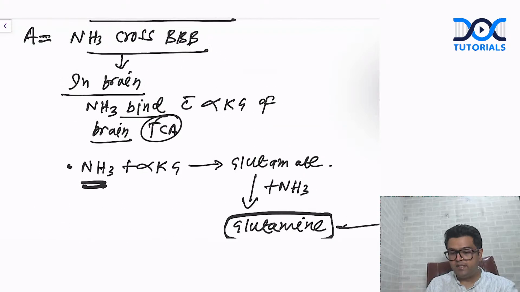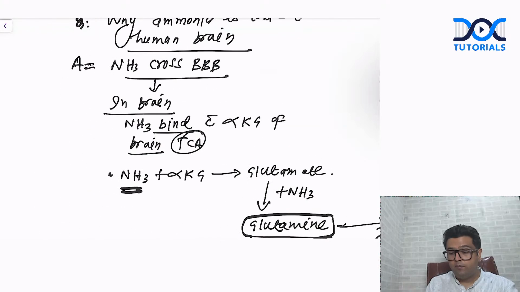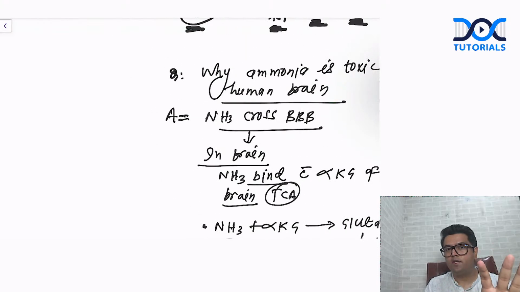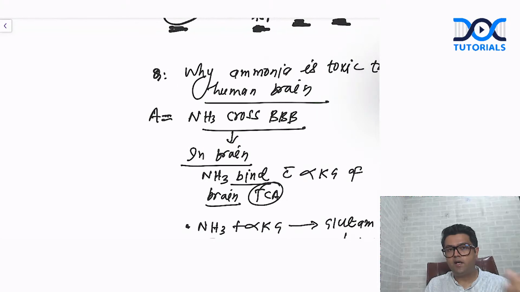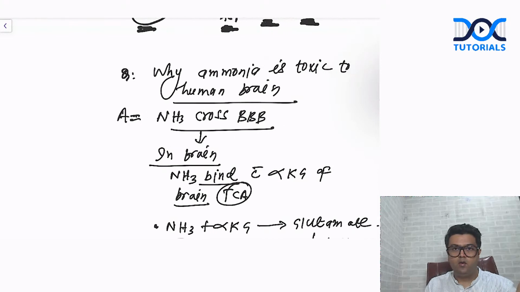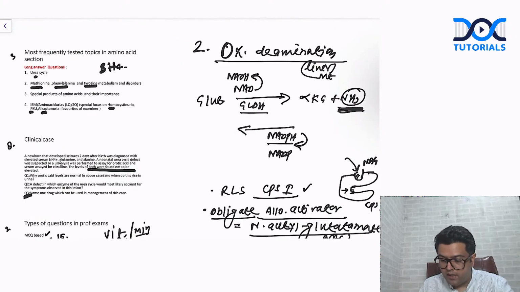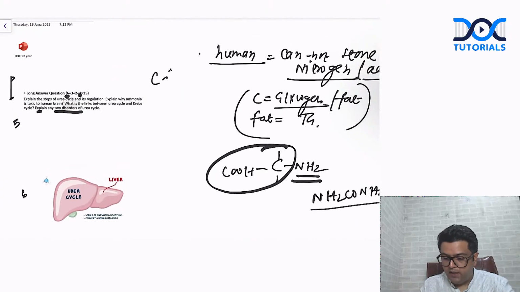Okay, so these are the points that you should understand and mention in the exams. So what are the questions again? What is the rate limiting step, how is the urea cycle regulated, what are the steps of the urea cycle, why is ammonia toxic to the human brain, and what is a non-toxic form of ammonia transport in a healthy individual? The answer is glutamine. So, guys, these are the points. And the link of urea and Krebs cycle I have already explained, right?